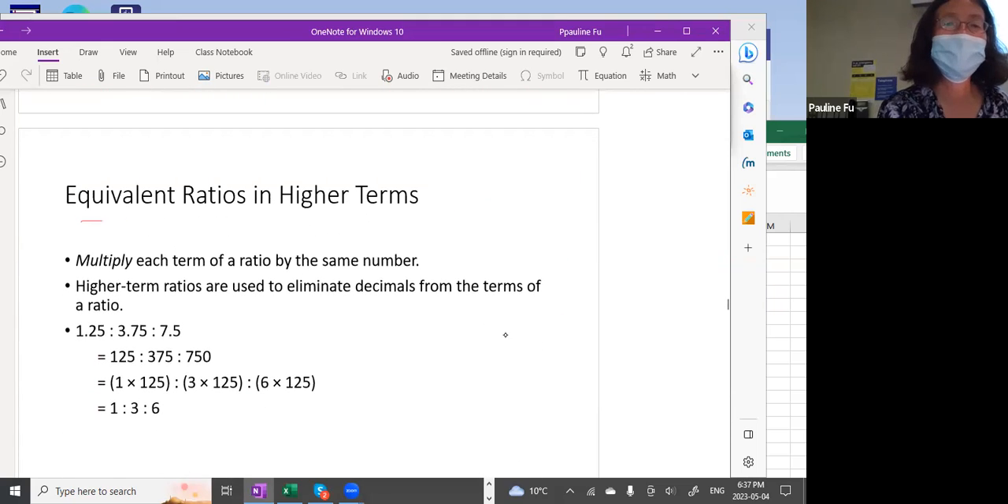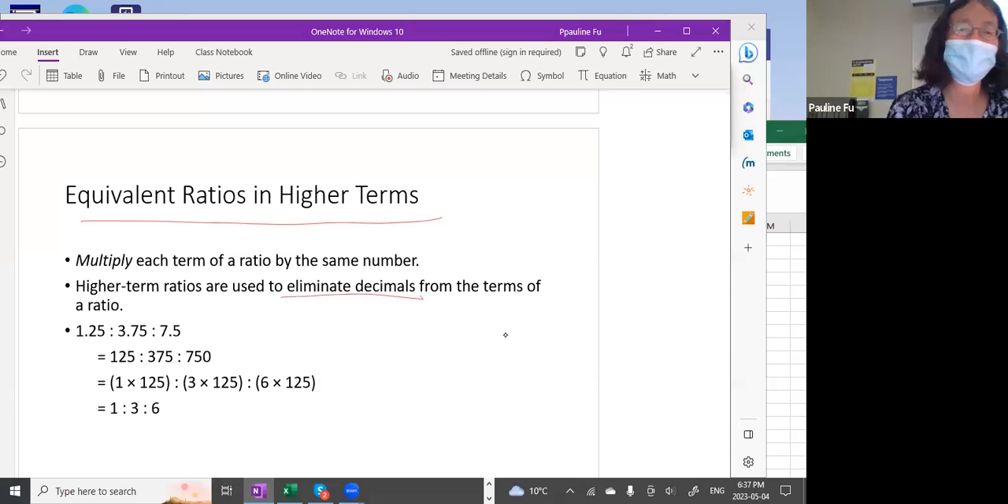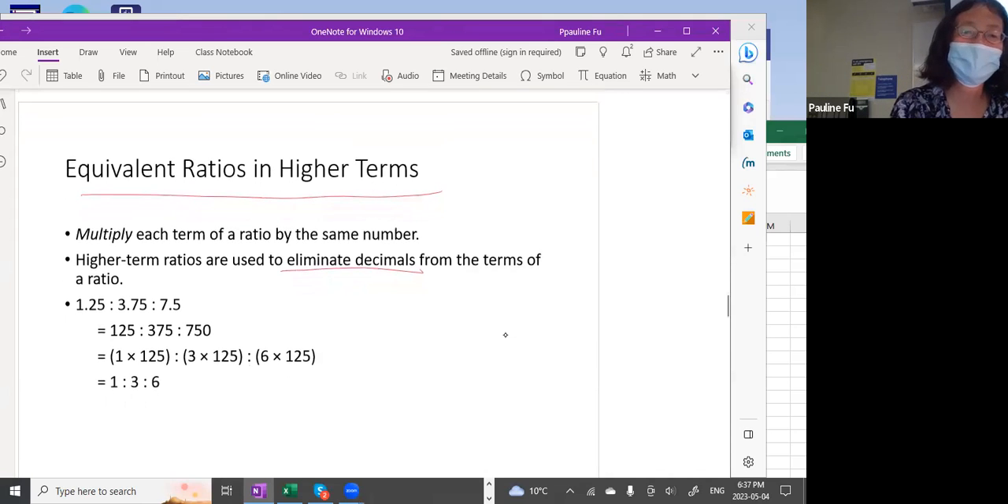Okay, equivalent ratios in higher terms. Why do we need to use higher term? We want to eliminate decimals. For example, 1.25 to 3.75 to 7.5. How do we change this to higher term? Each number we multiply by 100. Our objective is to eliminate decimal.